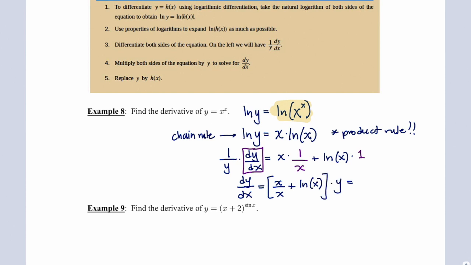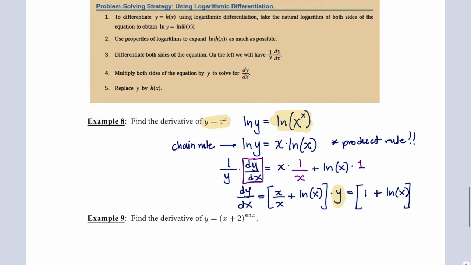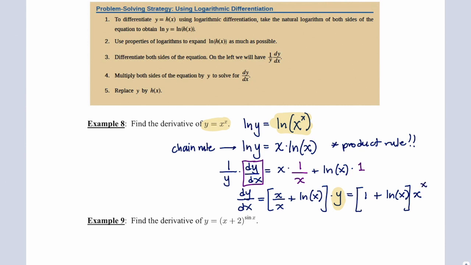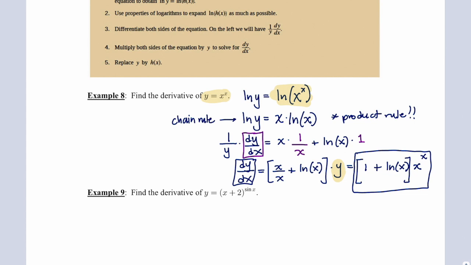So if we clean that up, now we're going to have 1 plus natural log of x times y, but I don't want to leave the y here. I always want to go back to y as a function of x. So that would be x to the x. So we landed at the derivative of y with respect to x is 1 plus natural log of x times x to the x. And these steps will be the same every time we have this kind of problem. So take the natural log of both sides, simplify the logarithm on the right side, differentiate both sides, being careful with implicit differentiation on the left side, and then multiply both sides by y.